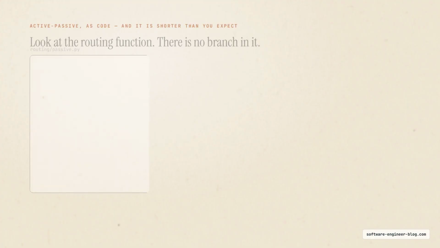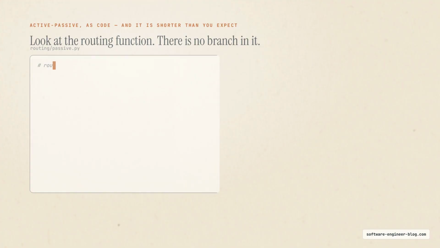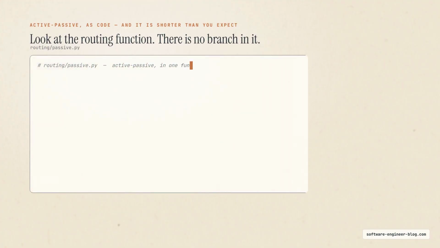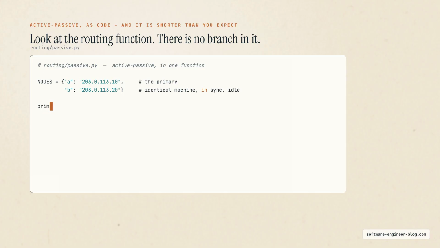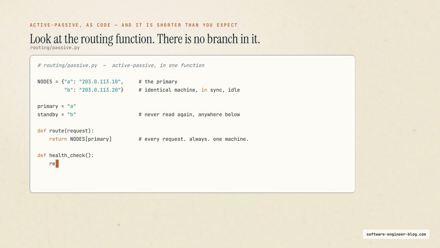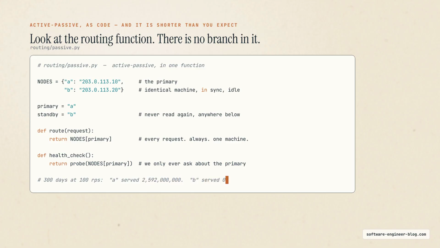So, active-passive in code. 2 machines and a configuration file with addresses from the range reserved for documentation, so nothing here is anybody's real network. One of them is named primary, the other is named standby. Now look at the routing function, the thing that decides where an incoming request goes. It returns the primary. That is the entire function. There is no branch in it, there is no condition. The word standby appears in the config, and then it never appears again anywhere on the path a request takes.